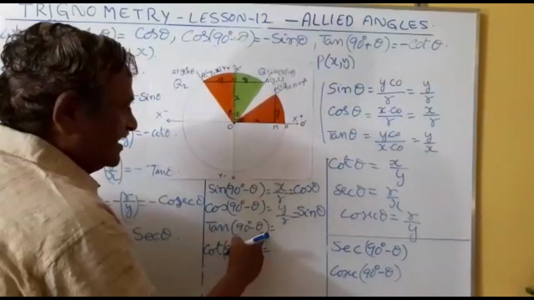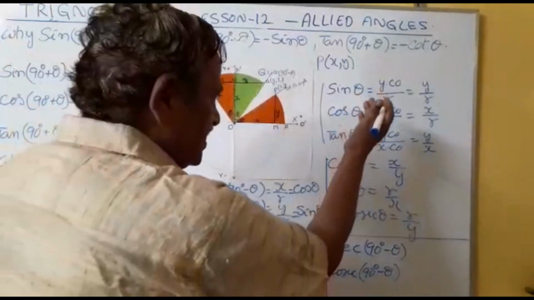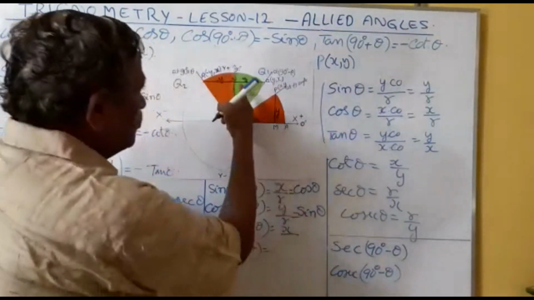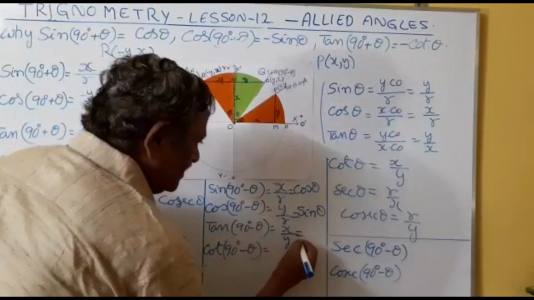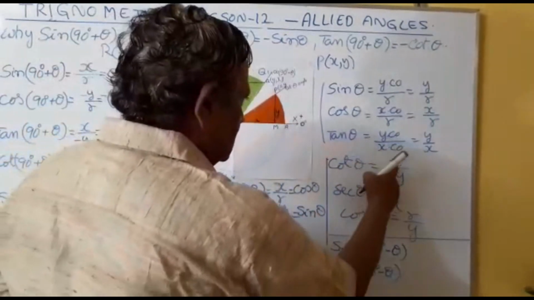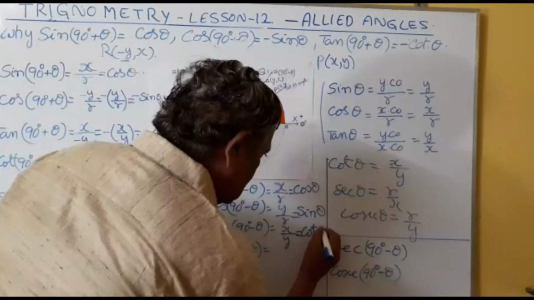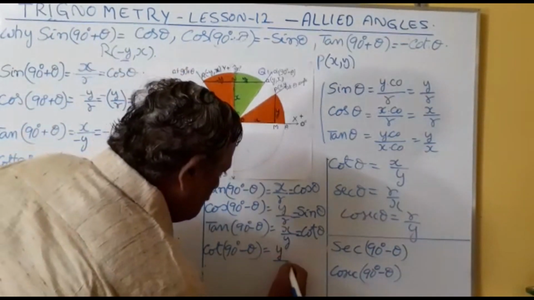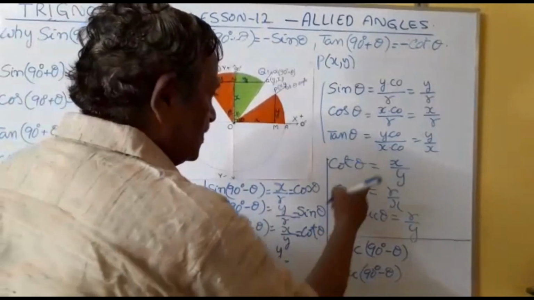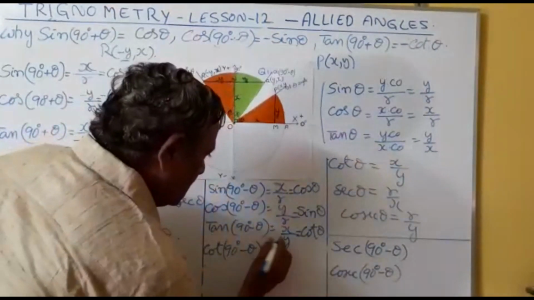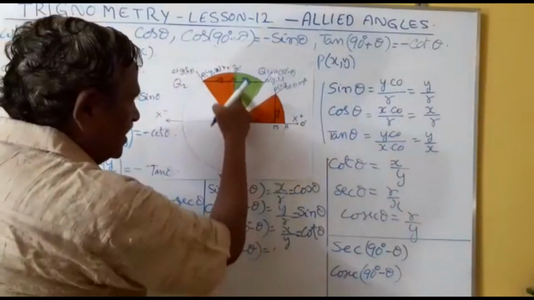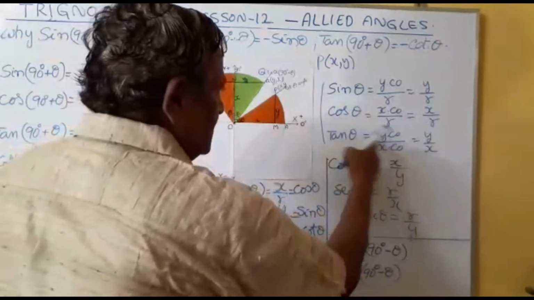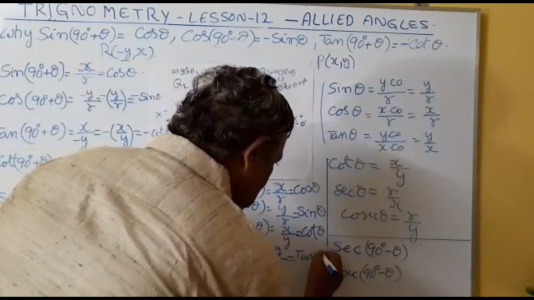Tan 90 minus theta means y coordinate by x coordinate. Y coordinate is x and x coordinate is y. But x by y is cot theta. Therefore this is equal to cot theta. Cot 90 degrees minus theta equal to x coordinate by y coordinate, that is y by x. Y by x is tan theta, therefore this is equal to tan theta.